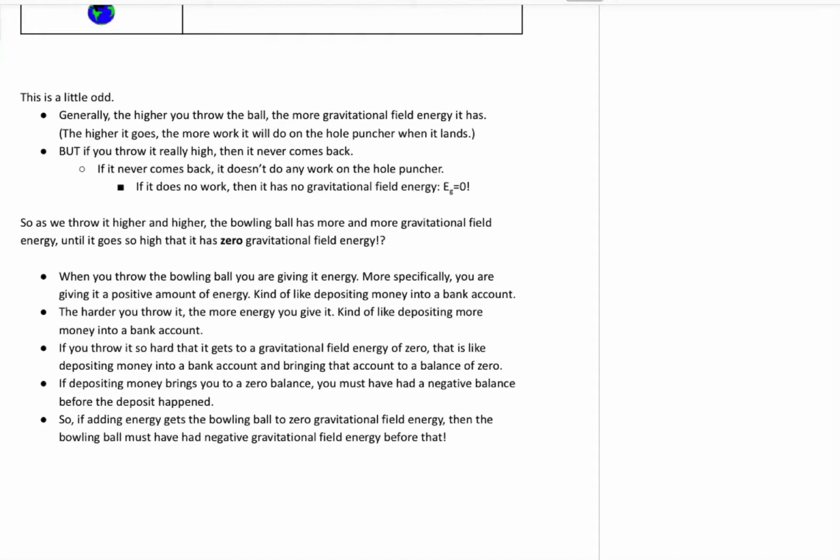Okay, finally, we're putting it all together. Generally speaking, the higher you throw the ball, the more energy it has. And for you to throw the ball, that means you've put more work into it. But if you throw it so high that it never comes back, that means that at that height, it actually has an energy of zero. It didn't do any work on the hole puncher.